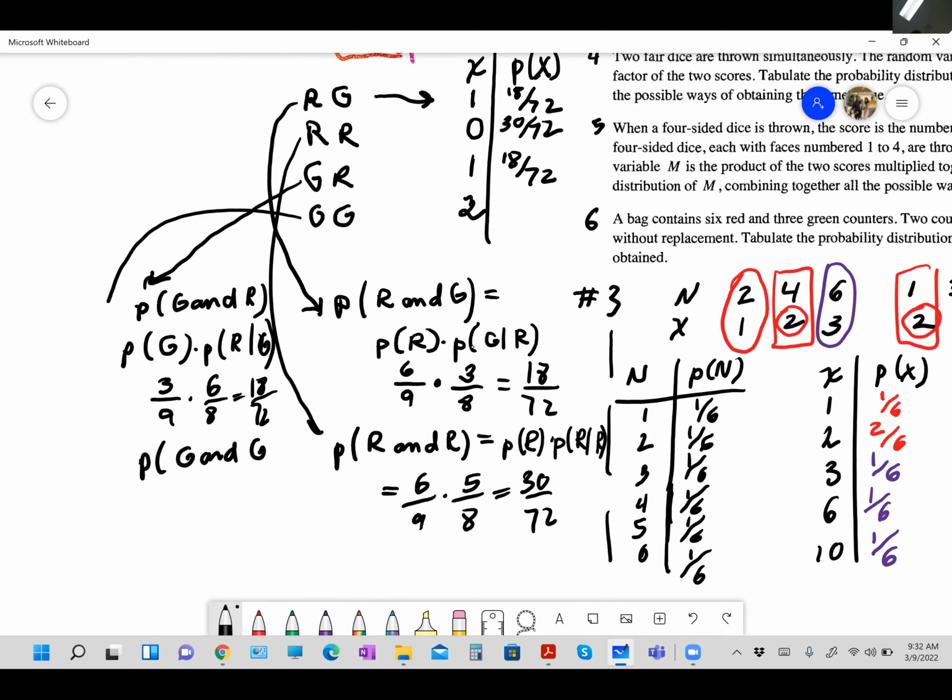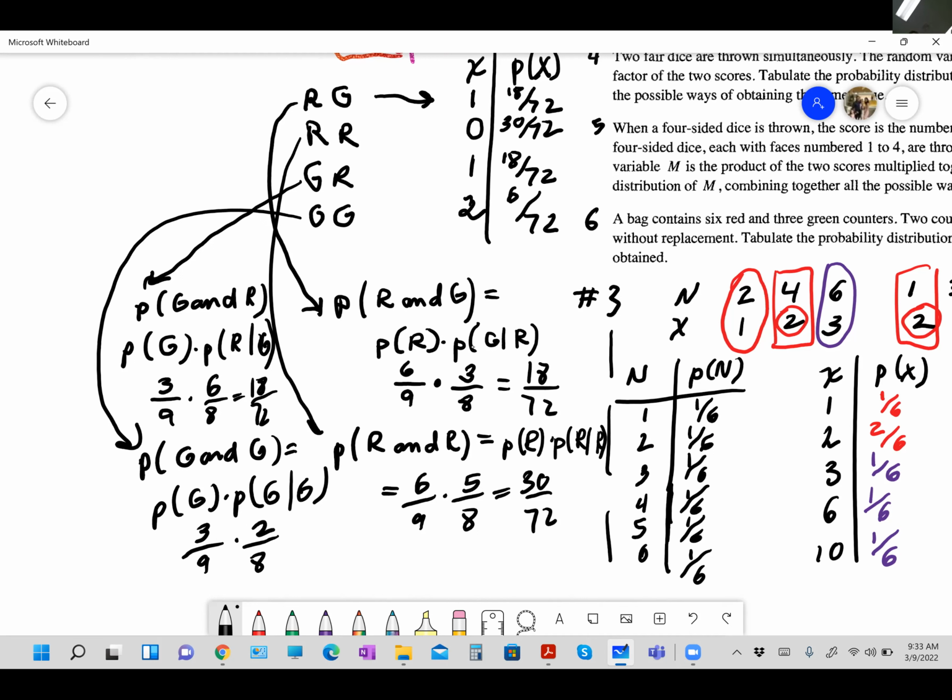So this one is the probability of green times the probability of green given green. The probability of green is what? 6 out of 9. And then it'll be 5 out of? Oh, 3, that's green. 3 out of 9 times 2 out of 8. That comes out to 6 out of 72. Now we're almost done. Now just make sure it adds up to 72.